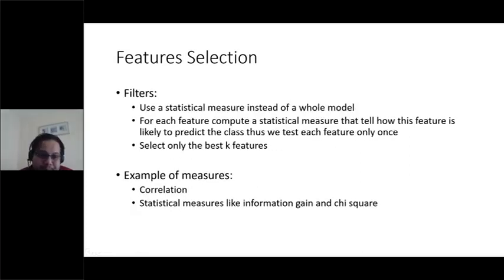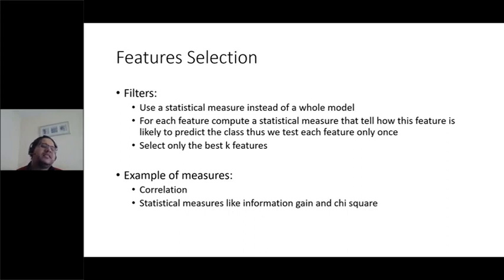Now the second way, filters. The first way we call wrappers. The second way is filters. So it uses a statistical measure instead of a whole model. For each feature, compute a statistical measure that tells how likely this feature is to predict the class. Thus, we test each feature only once. We don't need to do a lot of computation like 2 to the power of n, but we take a feature and measure how good it is at predicting a class.